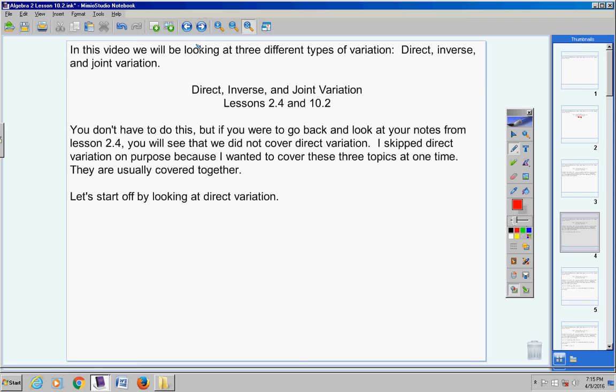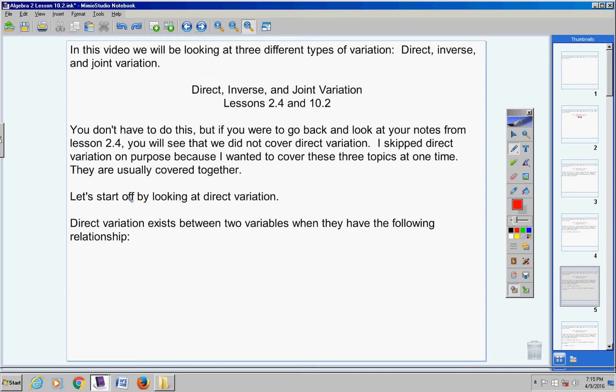So having said that, let's start off by looking first today at direct variation. Now, this can be a little confusing, but if you'll take good notes and pay attention, I think you'll be just fine. Copy this down in your notes, please. Direct variation exists between two variables when they have the following relationship, and here's the relationship.